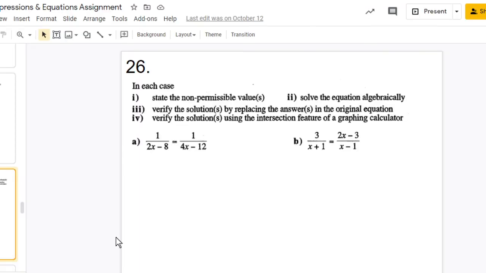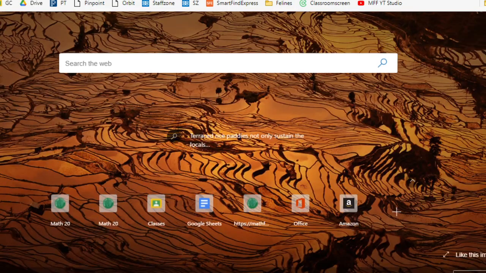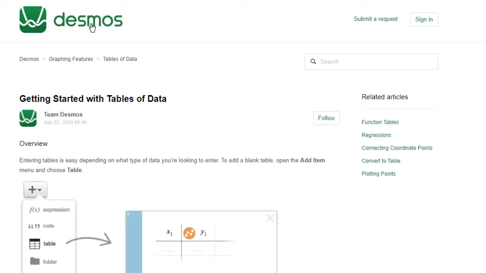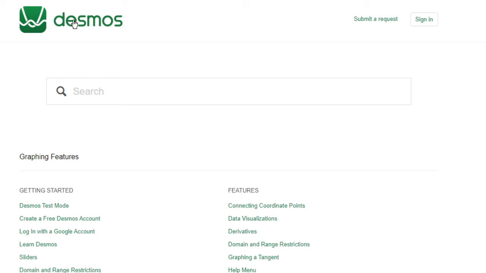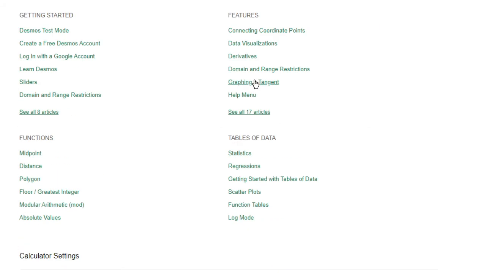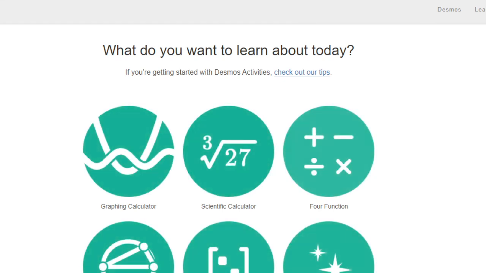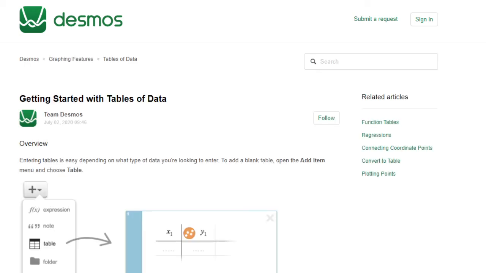Let's see if we can. Let's try this. Yeah, so I don't know what's going on. This is not supposed to look like that. Yeah, so it's not cooperating at all. So I'm not going to be able to show you at this point, I believe. Not sure why it's not. Desmos. Maybe. Oh, there we go.